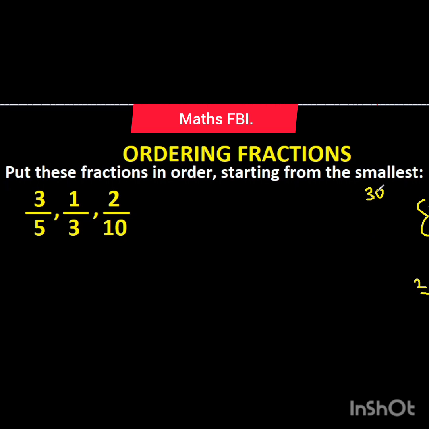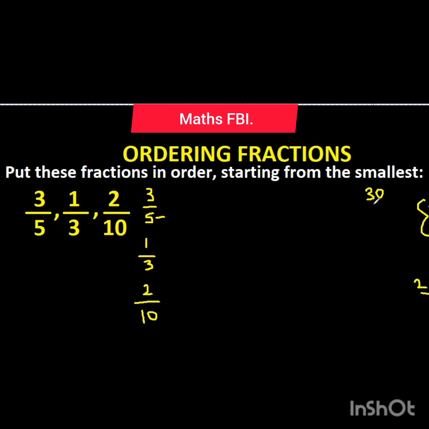So what we do now is to arrange these fractions. The first one is 3 over 5. The second one is 1 over 3. And the third one is 2 over 10.